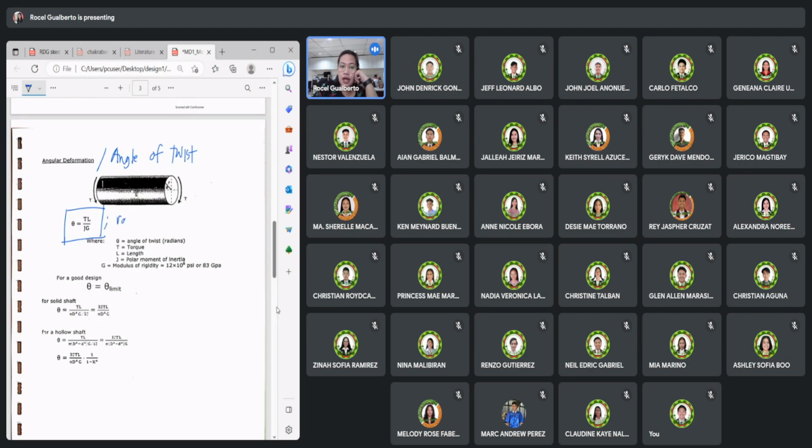Again, if you use this, the angle that you'll obtain will be in radians. Okay? It will be in radians. Okay, so ang gagawin po natin, isa-substitute lang po ulit yung value ng J kapag solid at kapag hollow. Okay? So J, kapag po theta ng solid, it would be T times L over J is pi d to the fourth over 32 times yung G. G is the modulus of rigidity, okay, or simply the shear modulus. L pertains to the original length, okay, and T again would be the torsion or torque, okay, torsional moment.